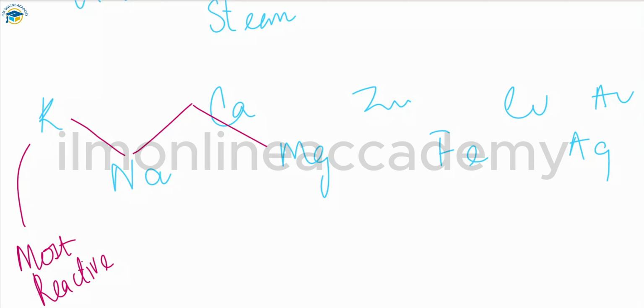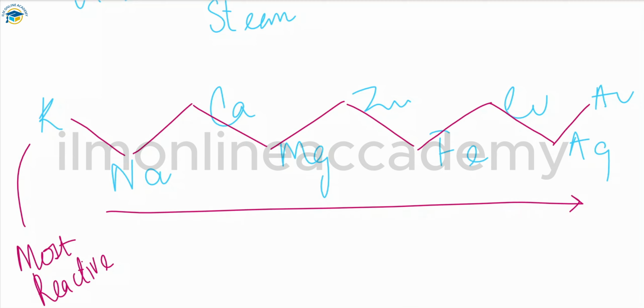These are the metals which we discussed up till now. The most reactive are present here. Potassium is the most reactive. Then we have sodium, and then calcium, magnesium, zinc, iron, copper, silver, and then gold. So this is the reactivity of the metals, most reactive on the left and least reactive on the right. So these are the reactions of the metals with the water.